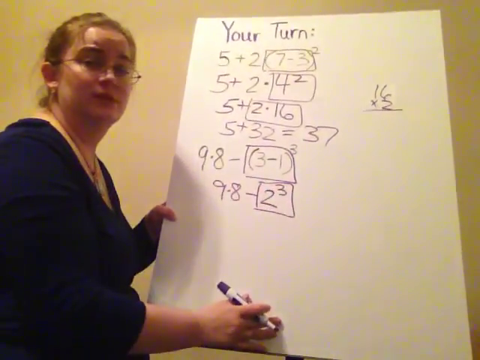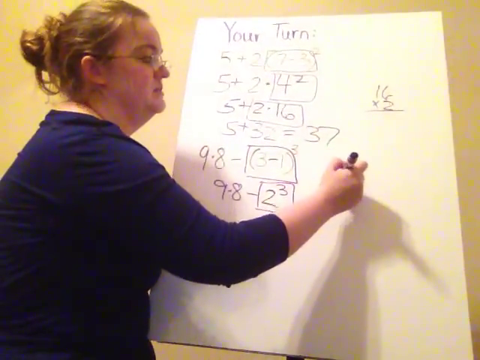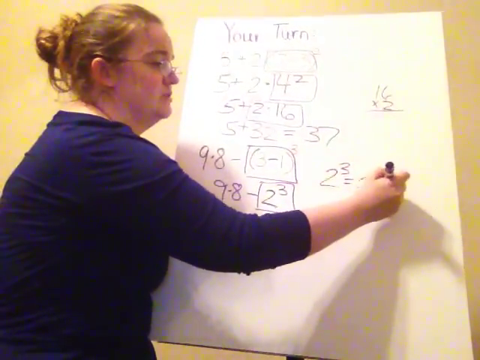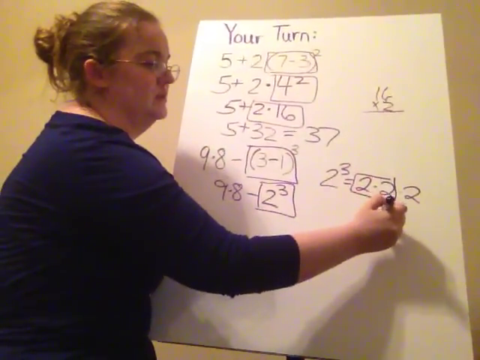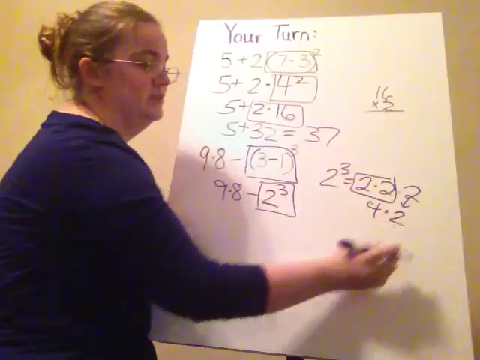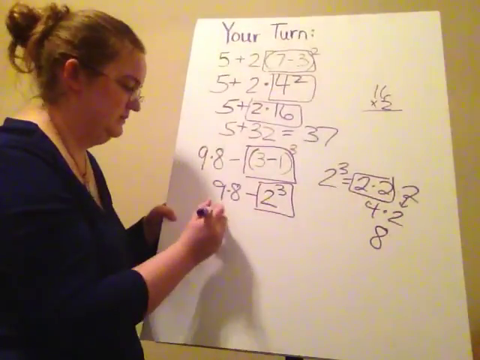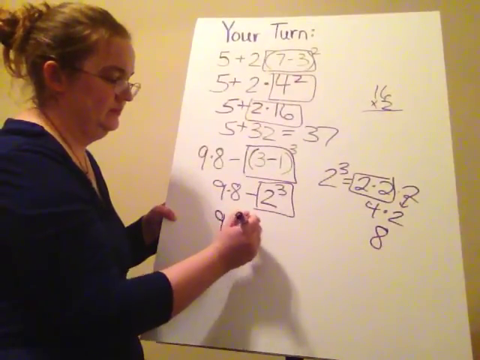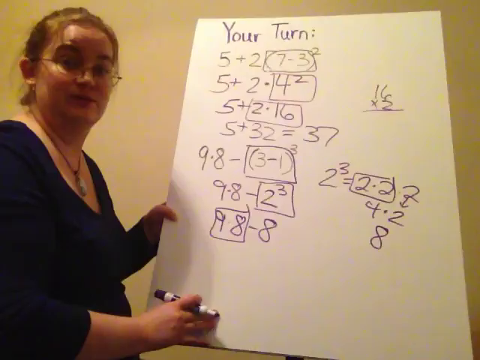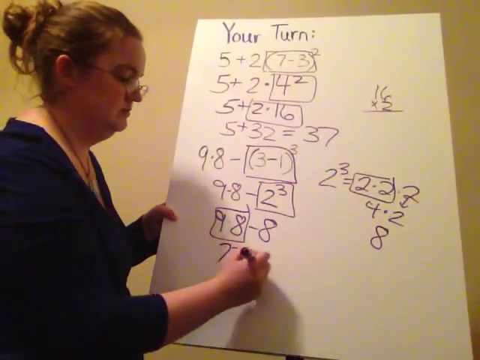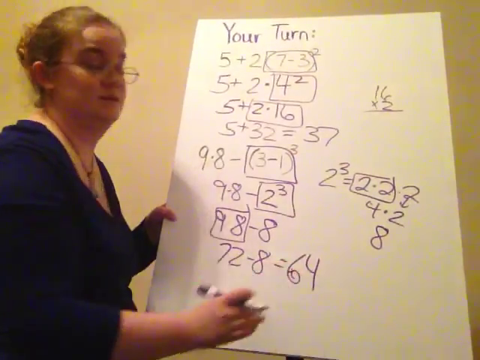Remember, 2 to the 3rd power means 3 2's multiplied together. And again, that's one of them that sometimes people have trouble with. It's 3 2's multiplied together. 2 times 2 is 4. And then I got this extra 2. And 2 times 4 is 8. So that comes out to 8. Okay. Multiplication and division come next. So 9 times 8, which is 72. Minus 8 gives me a final answer of 64.